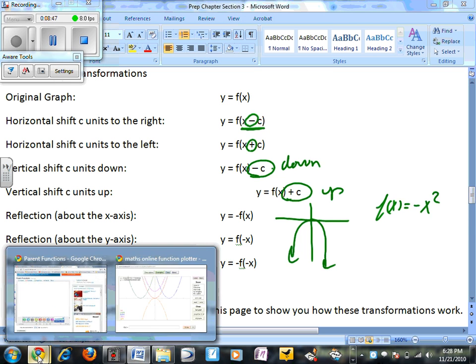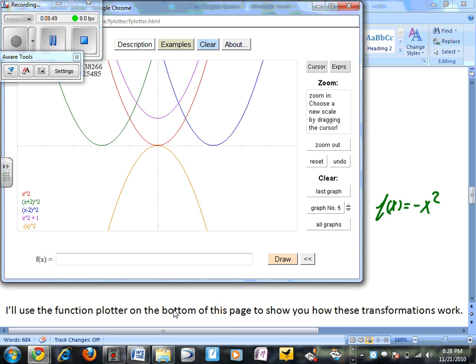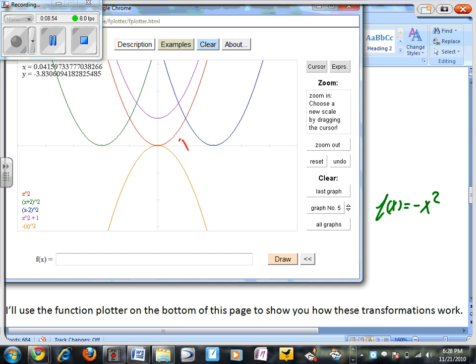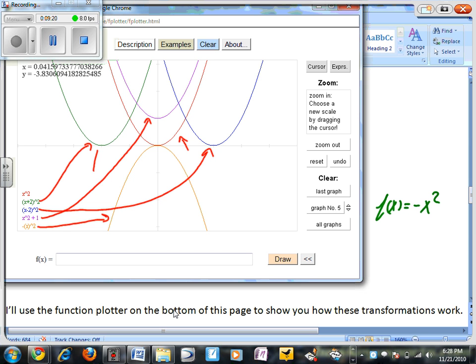I also have another website to show you all that stuff right here. Just a simple function plotter. You'll see in the red is our original graph. In the green, I added 2 inside, so here is that graph moved to the left. And the other one, in the blue here, I subtracted inside the parentheses, so I moved it to the right. In the orange, I have the negative outside. And then in the purple here, I have plus 1 on the outside of the parentheses, so it moved it up 1.